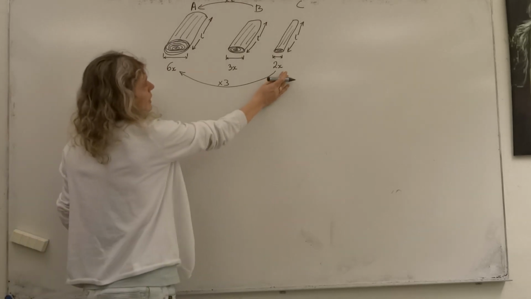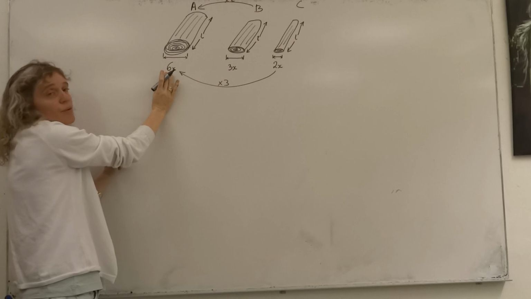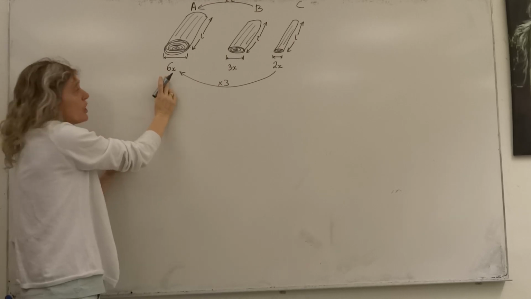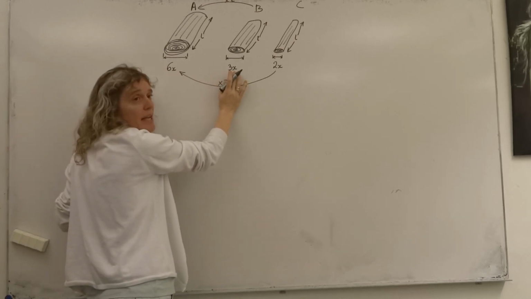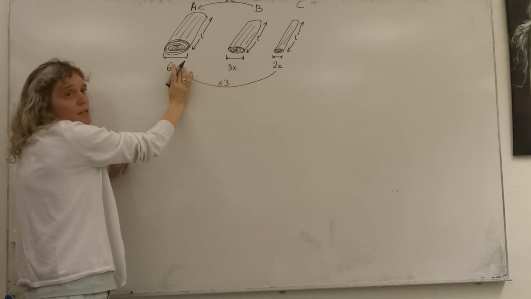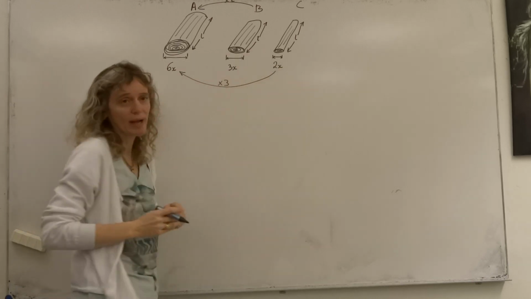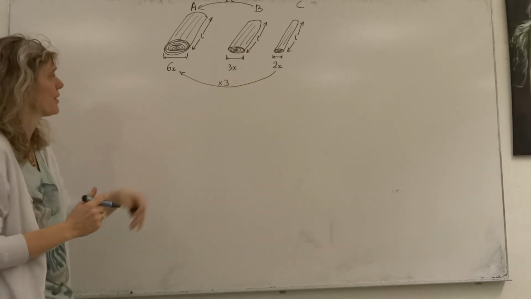I thought that if this one is 2x, then this one gets multiplied by 3 to 6x, it's 3 times larger. And if I make this one 3x, and I multiply it by 2, I get 6x. So the diameters here are 6x, 3x, and 2x. And the lengths are the same.